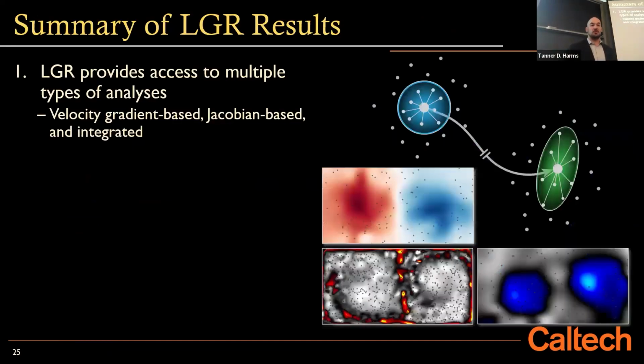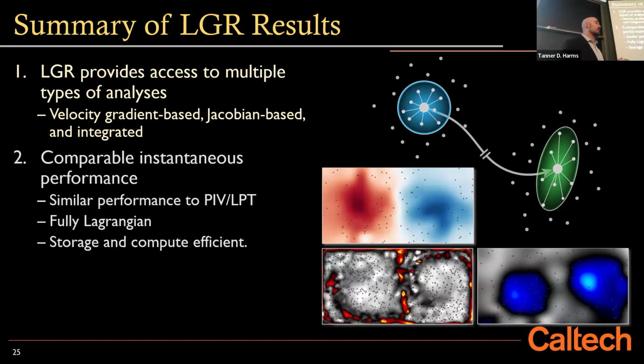So to summarize quickly what we've done with Lagrangian gradient regression, we have basically come up with a framework that synthetically brings together 3 different types of measurements. We can compute velocity gradients, we can compute flow map Jacobians, and then we can do integrated metrics using the same set of equations, essentially with very little modification in between analyses.